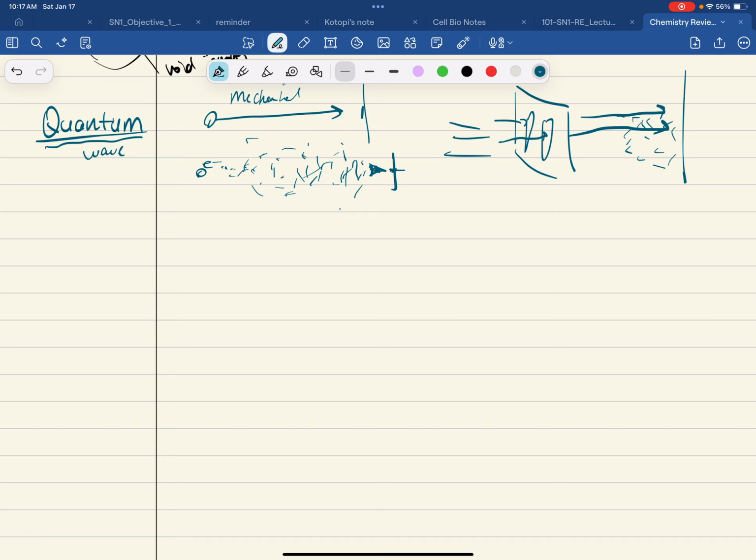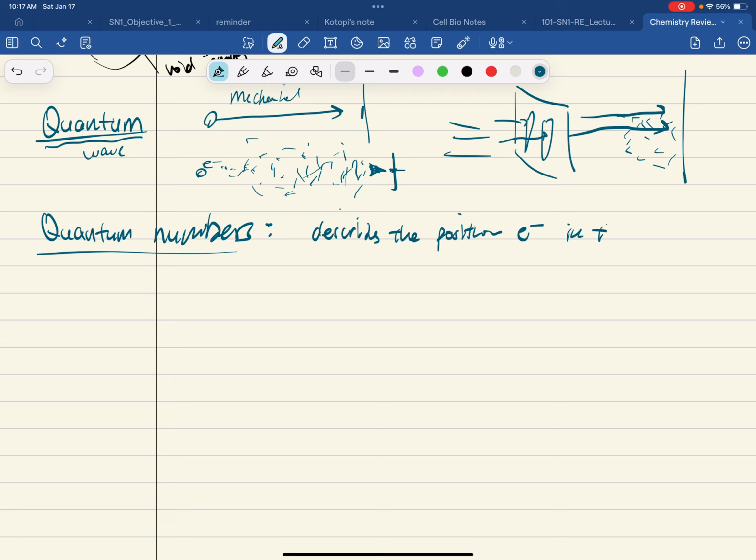And to understand that, we need to know the quantum numbers. Quantum numbers describe the position of the electron in the atom. Every single electron has a set of numbers that describe its position in the atom. And we'll start with the principal quantum number.